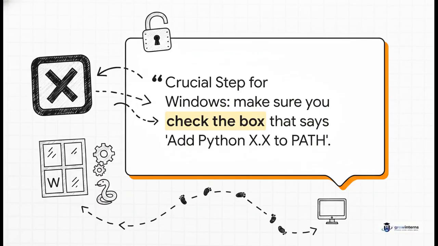Okay, now listen up because this is the most important part, especially if you're on a Windows machine. During the Python installation, you're going to see this little checkbox. It says Add Python to Path. It seems so small, so insignificant, but it is absolutely crucial. Please make sure you check that box. It's one tiny click that makes a world of difference.